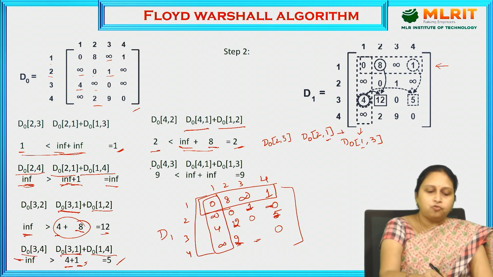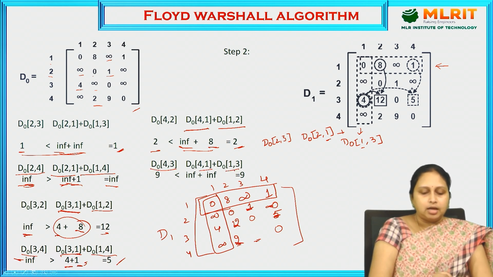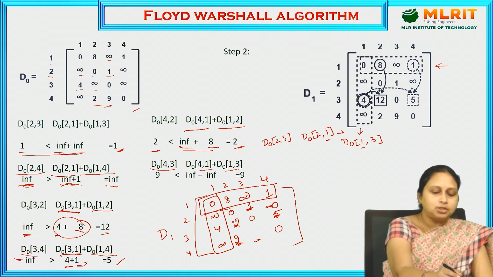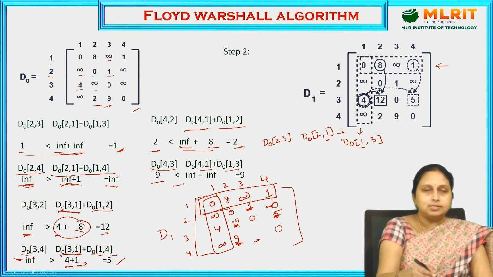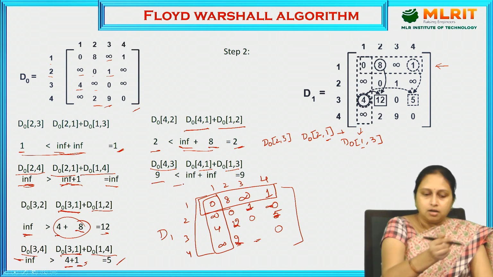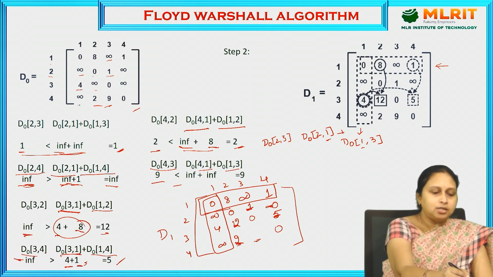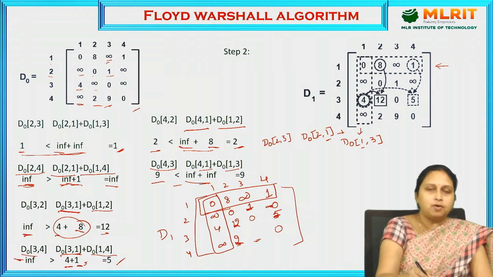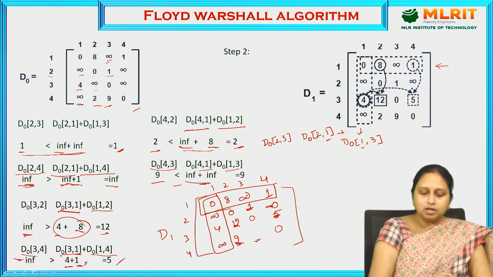Next, D naught of 4, 3. Here you are going to write 4, 1 and 1, 3. And D naught of 4, 3 value is how much? 9, less than this much. D naught of 4, 1 is infinity and D naught of 1, 3 is also infinity. This is more. That is, 9 is less than infinity. So I am going to place 9 here.